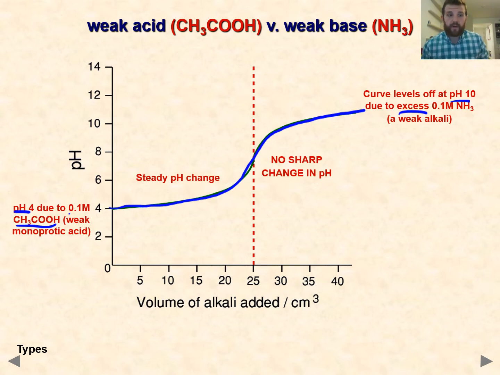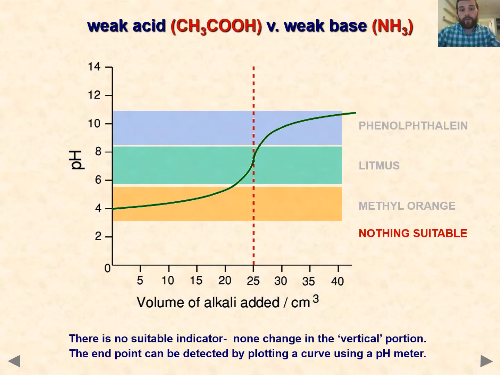And like we had before, our pH is dictated off of the excess of our weak acid, but you should see it's gradual each way. There's no sharp change at all. If we're trying to find an indicator for this, since there is no vertical region, there's nothing that's going to work out so well. If you had to pick something, you might pick litmus, but it's not going to give you a good result either way. There's no endpoint that could be detected, so you would probably use a pH meter and just plot the curve and analyze it from there.